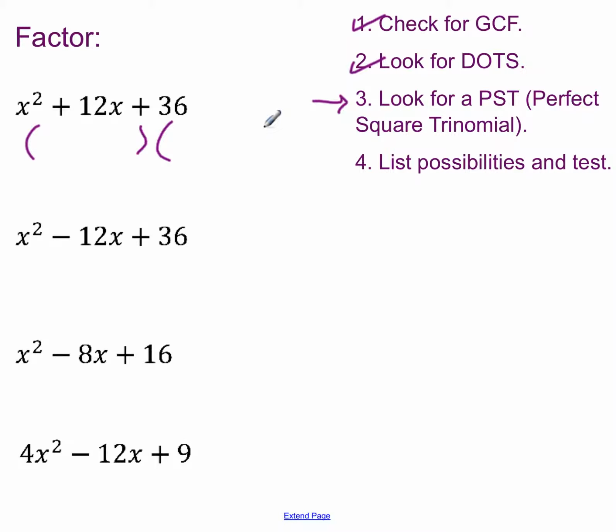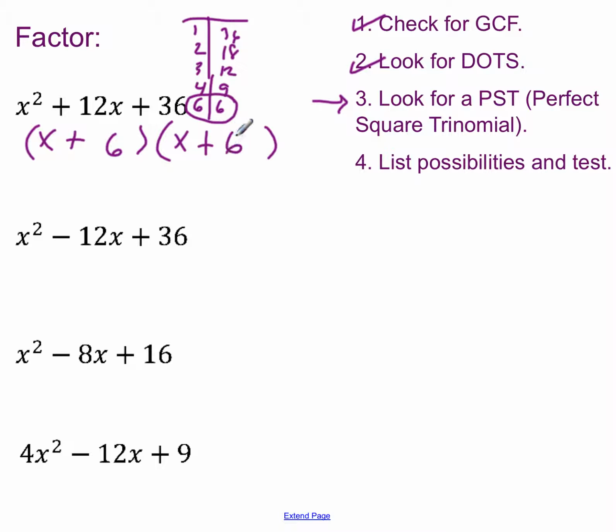So I'm going to set up two binomials. I know x is going to go here. I know x is going to go here. My signs have to be plus and plus. And because of these, now I'm going to think about 36. Well, 36 has a lot of factors. 1 and 36, 2 and 18, 3 and 12, 4 and 9. Haven't gotten there yet. 5 and nothing. 6 and 6. That's the one. Because 6 times 6 is 36, but 6 plus 6 is 12. So notice how I get x plus 6 times x plus 6. Well, I could also write that as x plus 6 squared.